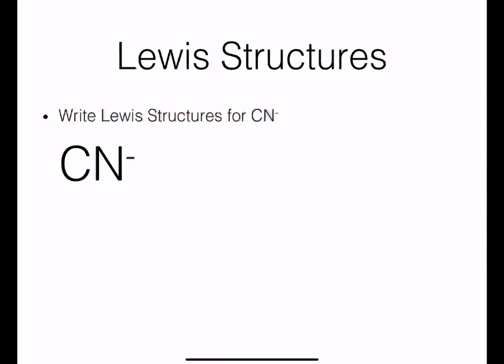Now, this is a little bit different because what we're seeing here is this negative charge that we're adding to this compound. So remember, this is an example of a polyatomic that we're coming up with a Lewis structure for. Carbon is in column 4. It has access to 4 electrons. Nitrogen is in column 5. It has access to 5.